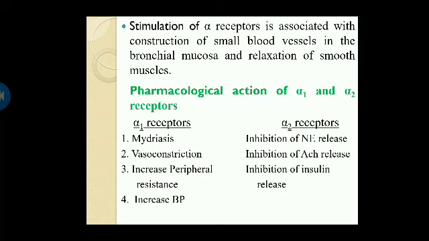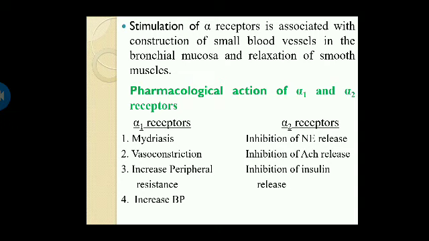Let's come to the pharmacological action of alpha 1 and alpha 2 receptors. What are the main actions? Alpha 1 receptors produce actions like mydriasis, that means dilation of the pupils. So, eye, mydriasis, dilation of pupils. Then vasoconstriction, as we discussed, is nothing but constriction of blood vessels.